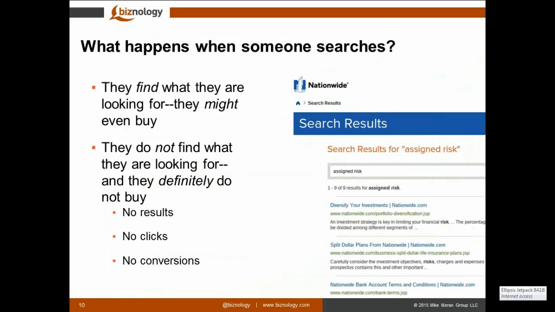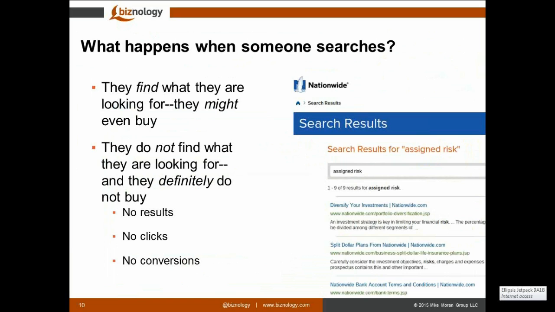They could get no clicks. I suspect that's what would happen here. It's unlikely that the searcher who's looking for assigned risk would actually click on any of these items, because they can tell just from looking at them that it's the wrong stuff. And certainly they wouldn't convert.